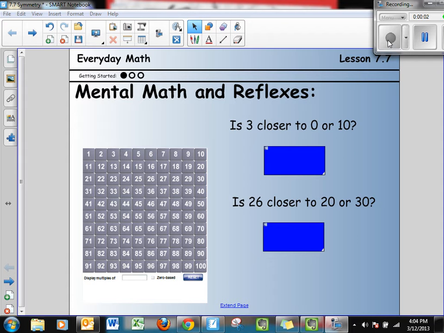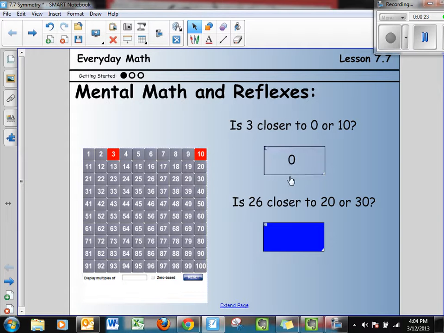Before we get started with today's lesson, let's get warmed up. You can see here I got a question. It says, is 3 closer to 0 or 10? So here's 10. 0 would be over here. I want you to think, what would 3 be closer to? Would 3 be closer to 10 or would it be closer to 0?